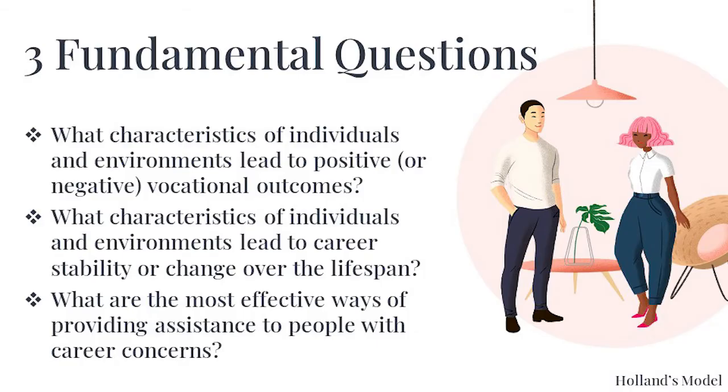Holland's theory poses and attempts to answer 3 fundamental questions. First, what characteristics of individuals and environments lead to positive or negative vocational outcomes? Second, what characteristics of individuals and environments lead to career stability or change over the lifespan? And third, what are the most effective ways of providing assistance to people with career concerns?